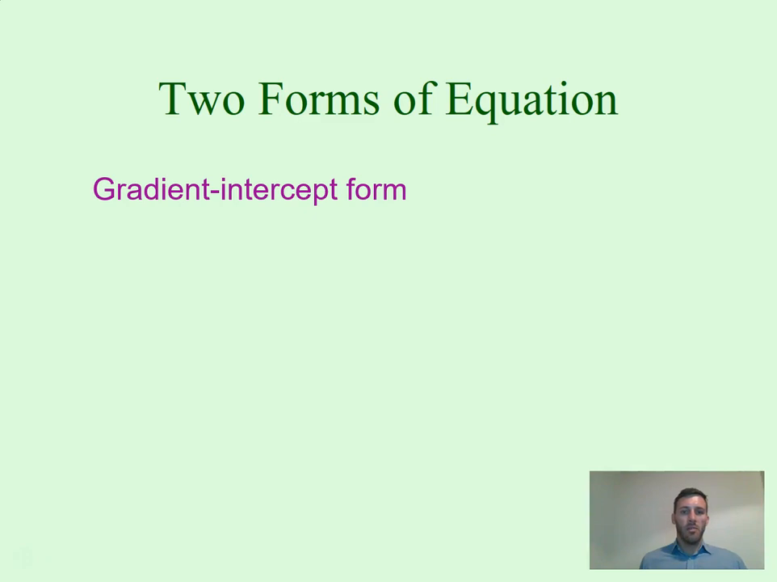The gradient-intercept form is called the gradient-intercept form because the terms are made up of the gradient and the y-intercept. The gradient-intercept form is useful as we can identify the gradient and the y-intercept without performing any calculations.